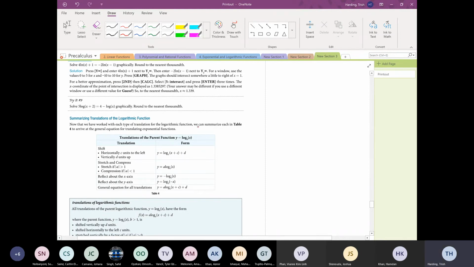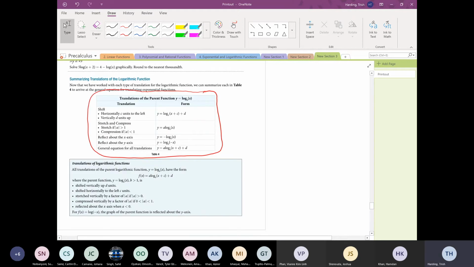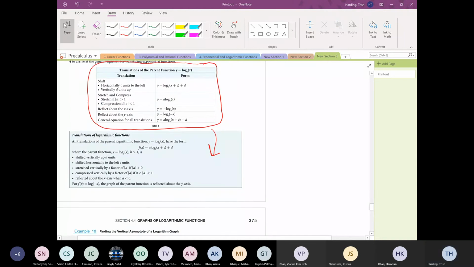So this is a summary. All of our transformations, everything that we could possibly do to this, is here. And it is explained once again, if you don't like tables, it's explained sort of paragraph style.